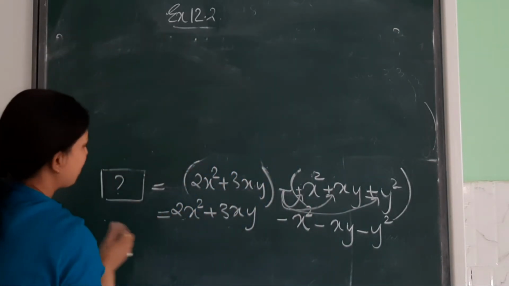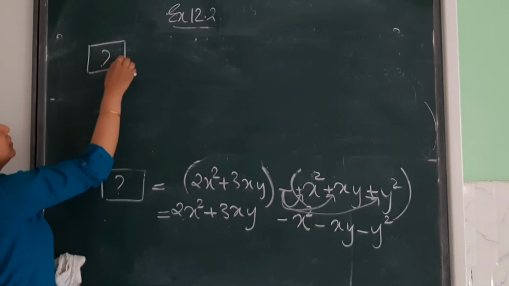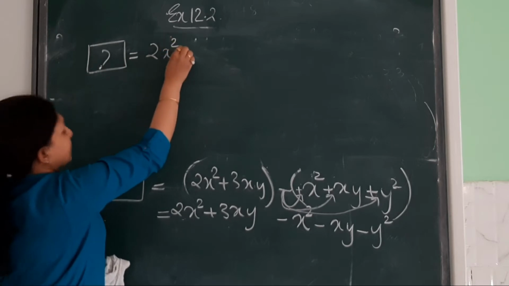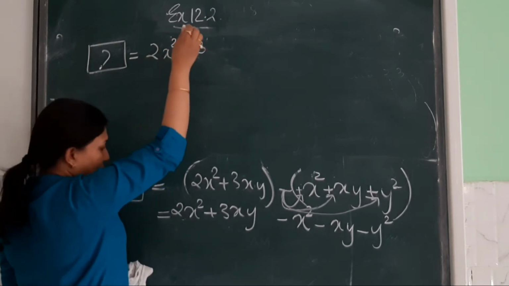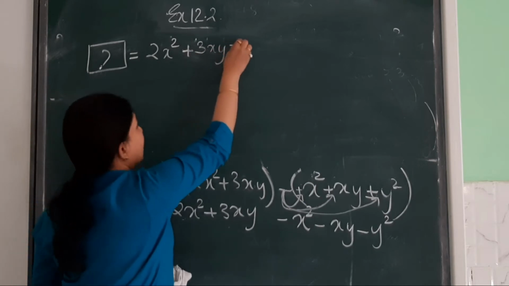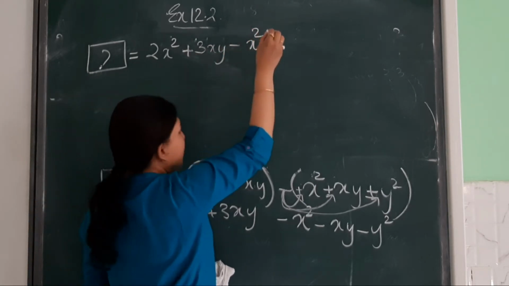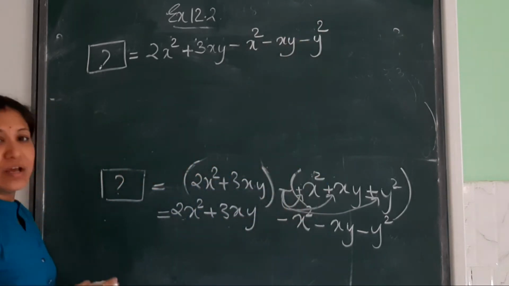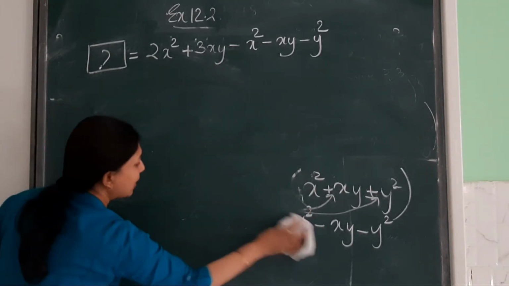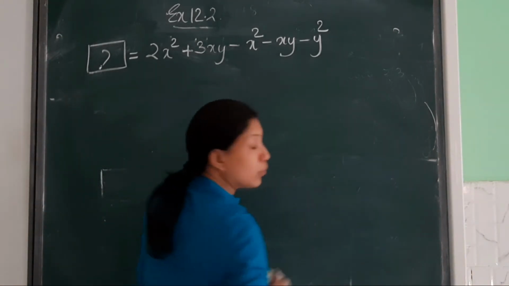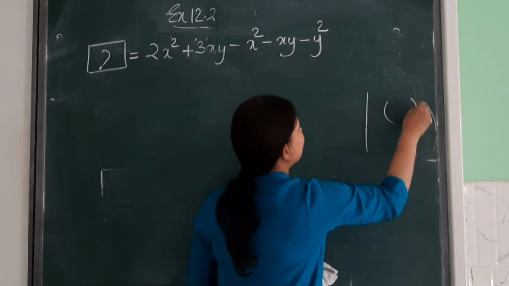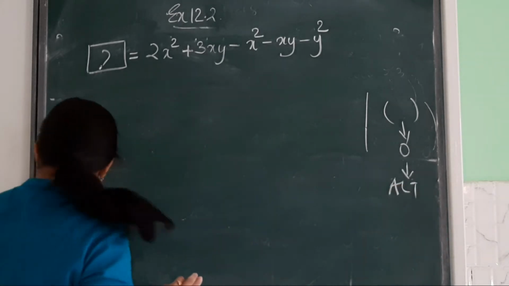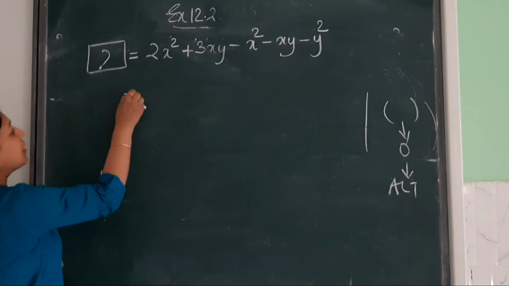Let's see. We got what should be added. Let's check. What is the term, children? Tell. x square plus 3xy minus, this is x square minus xy minus y square. So what we have done? We have put the bracket and then we have opened the bracket. So what was the next step? Let us recall. Put the bracket, open the bracket. Then, we will not start with the simplification now. Arrange them in like terms.